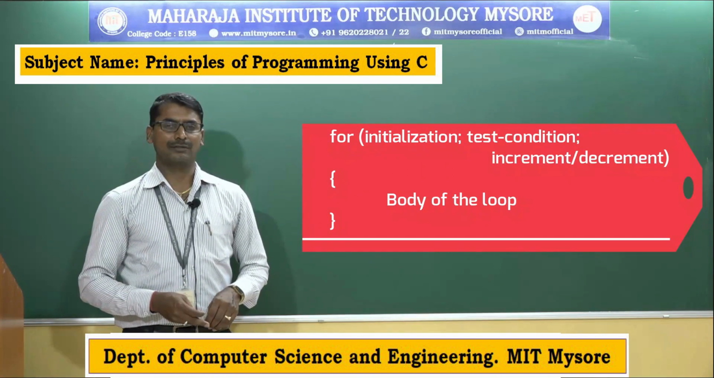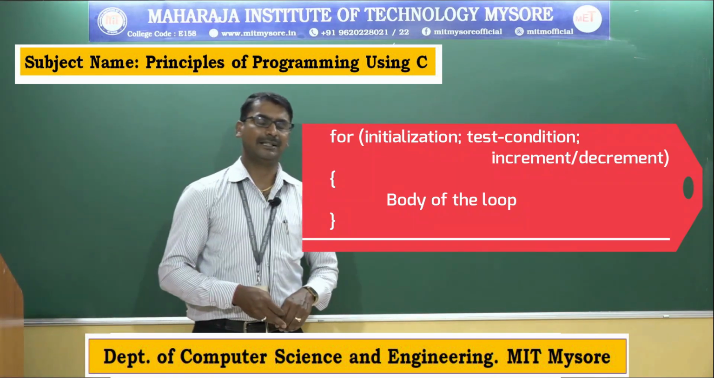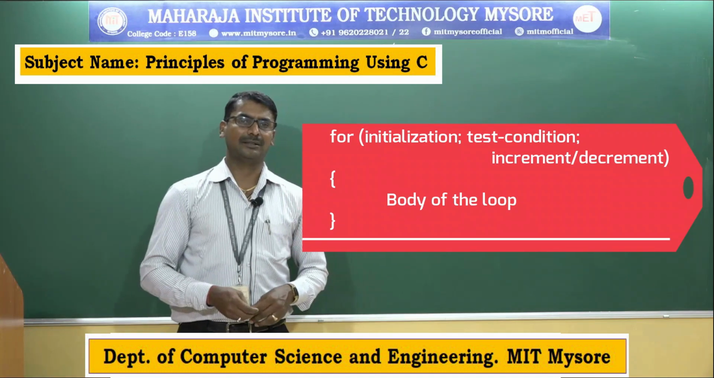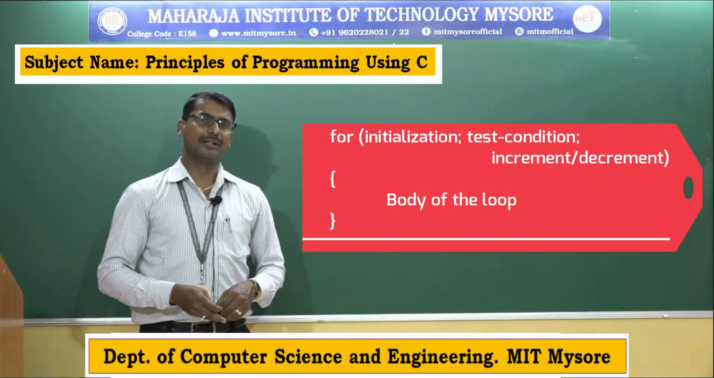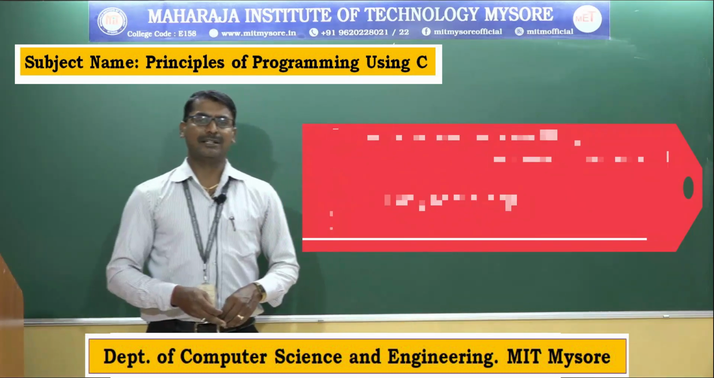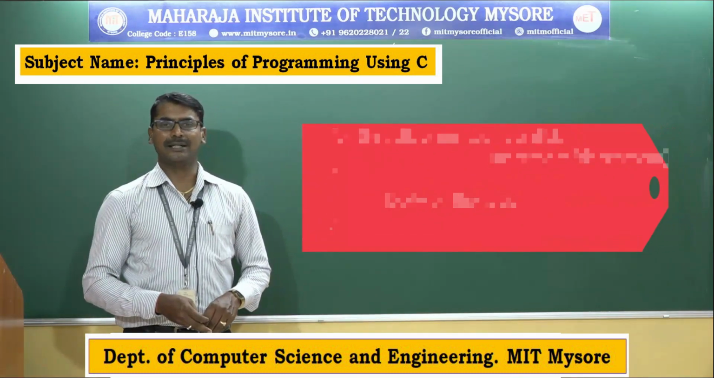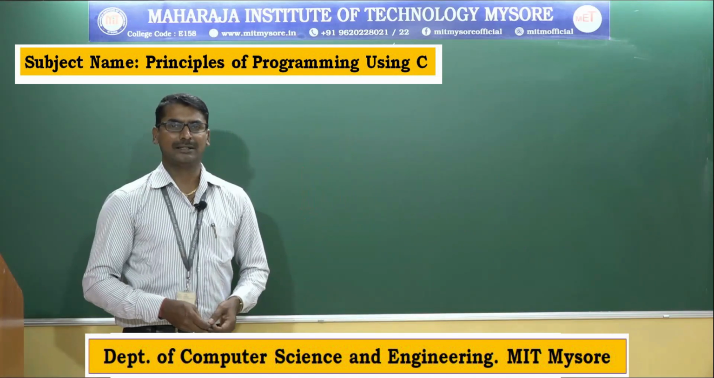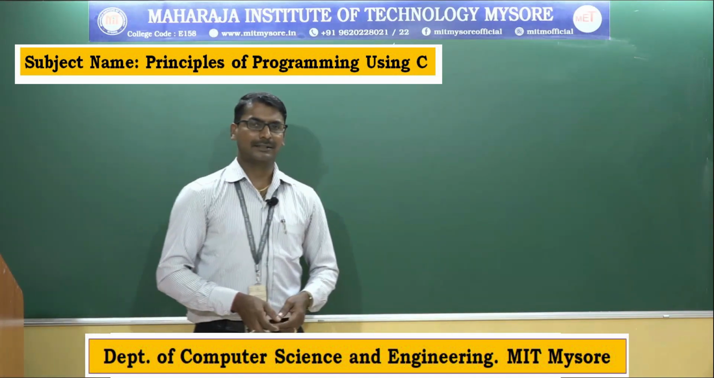Once the condition is satisfied, the body of the loop will execute. After executing the body of the loop, it will go back to the loop by incrementing the value. Then after incrementing or decrementing the value, the condition will be evaluated again. If the condition is satisfied, the loop will be executed. This process will iterate till the condition is satisfied.